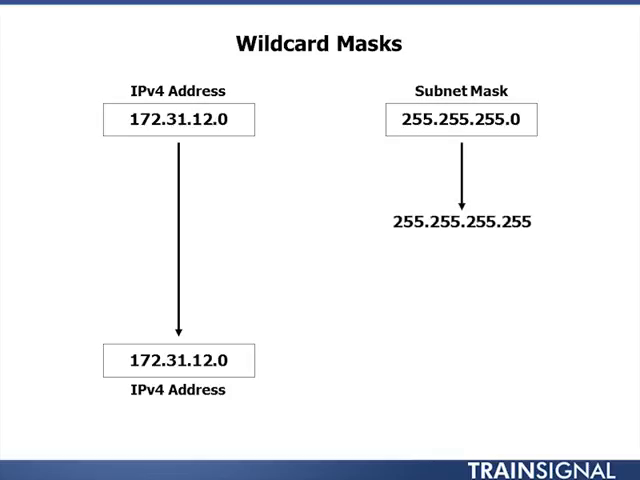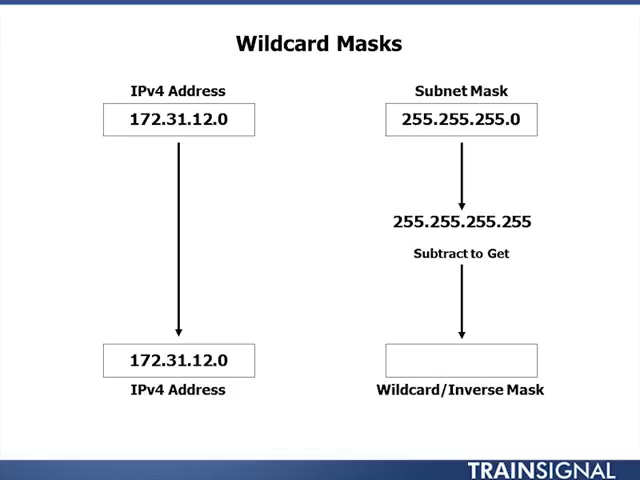It stays the same as 172.31.12.0. Next, add an all ones mask, 255.255.255.255, to the equation for the subnet mask. Next, subtract the subnet mask from the all ones, and you're going to get negative numbers. Just disregard them. All you're looking for is just the digits themselves. When you do that, you will end up with the exact inverse of the original mask, which is what you will be able to use with access list configurations.